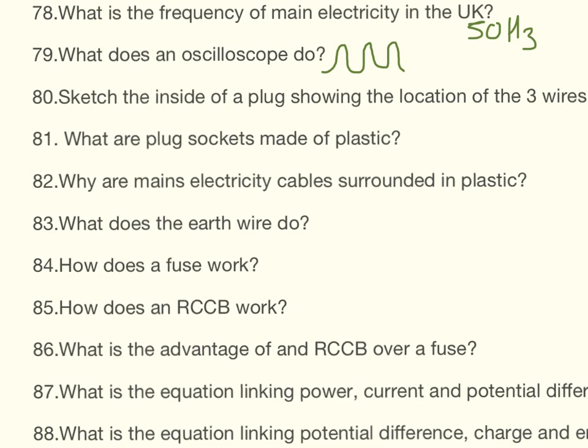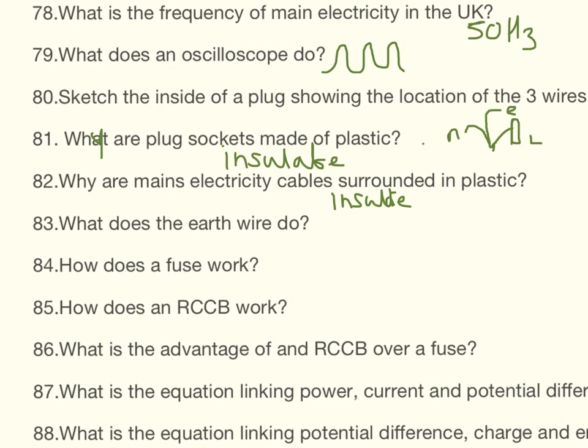So sketch the inside of a plug to show the location of the 3 wires. I'm going to have to draw a very, very small sketch for you here. But the basic thing you need to know is that we have our fuse here. This is going to be our live wire. Our earth wire is the one that comes over here, and then our neutral wire is the one that comes here. So this is neutral, this is earth, and this is live. Our plug socket's made of plastic to insulate it. And again, wire mains electricity is surrounded in plastic to insulate them.